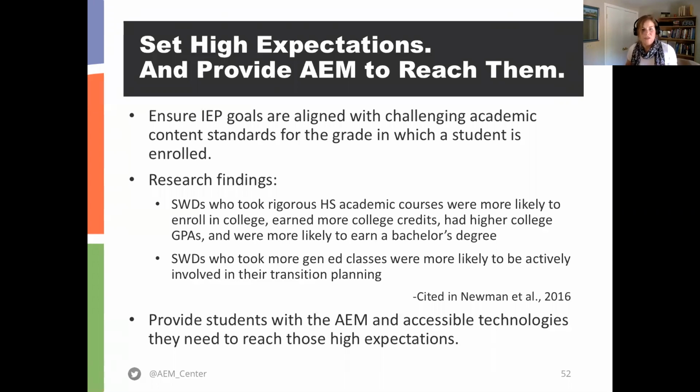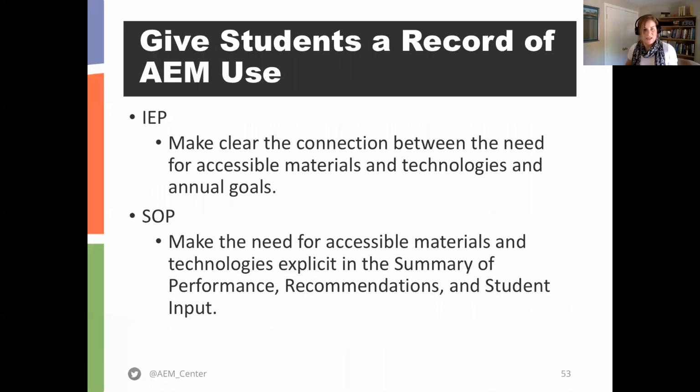Students with disabilities who took rigorous high school academic courses were more likely to enroll in college, earned more college credits, had higher college GPAs, and were more likely to earn a bachelor's degree. And those students with disabilities who took more general ed classes were more likely to be actively involved in their transition planning. That's cited Newman et al. 2016. That's in the digital handout. So do that and provide students with the AIM and accessible technologies they need to reach those high expectations.